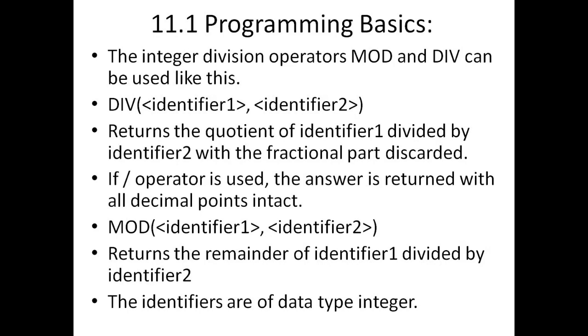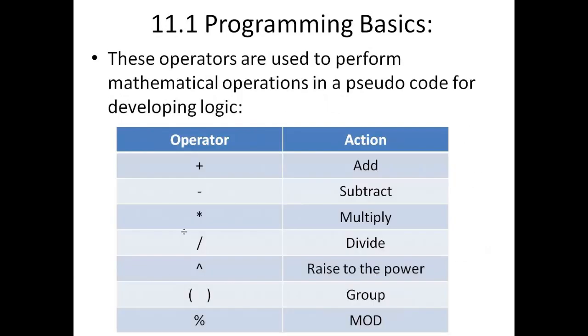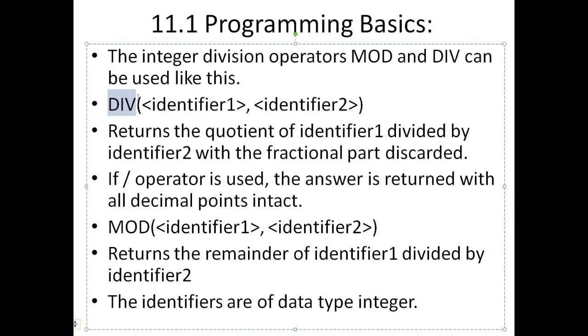You can write, instead of using this symbol, you can use the div function as well. For that you simply write div bracket open first value comma second value, and div function would return the quotient of identifier 1 divided by identifier 2, and any fractional part will be discarded. Whereas if you use the division operator, then you will get the full answer with all the decimal points intact.